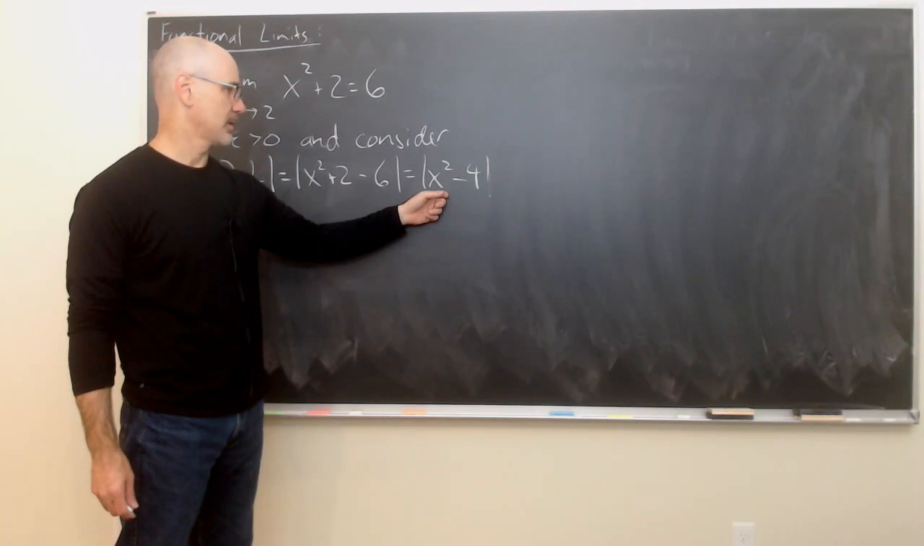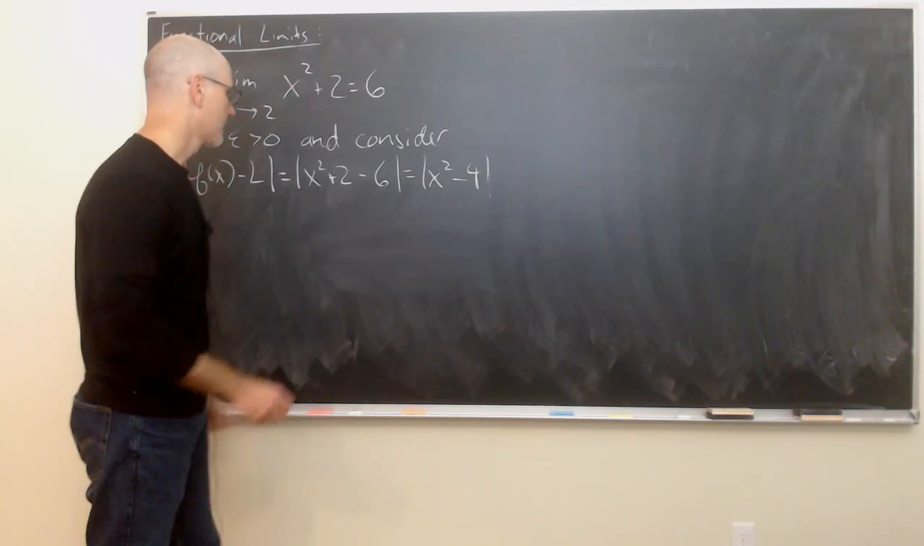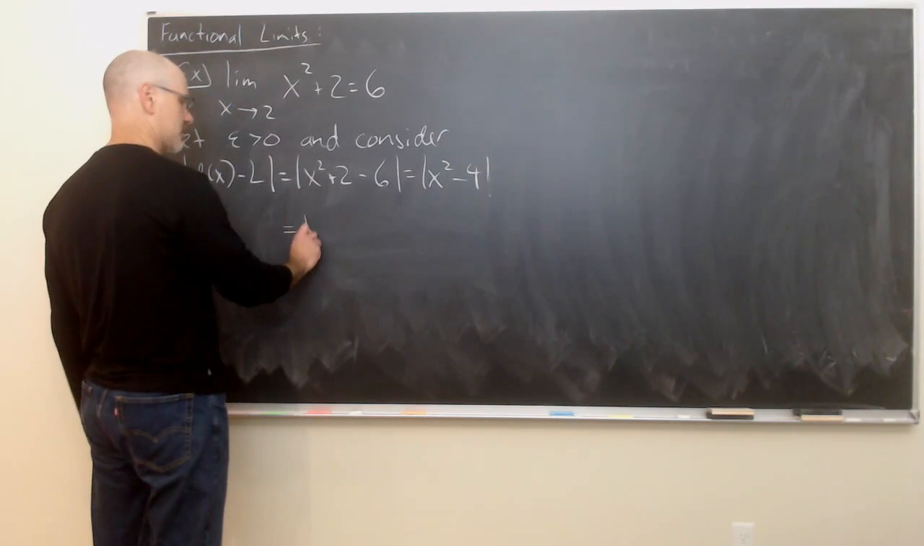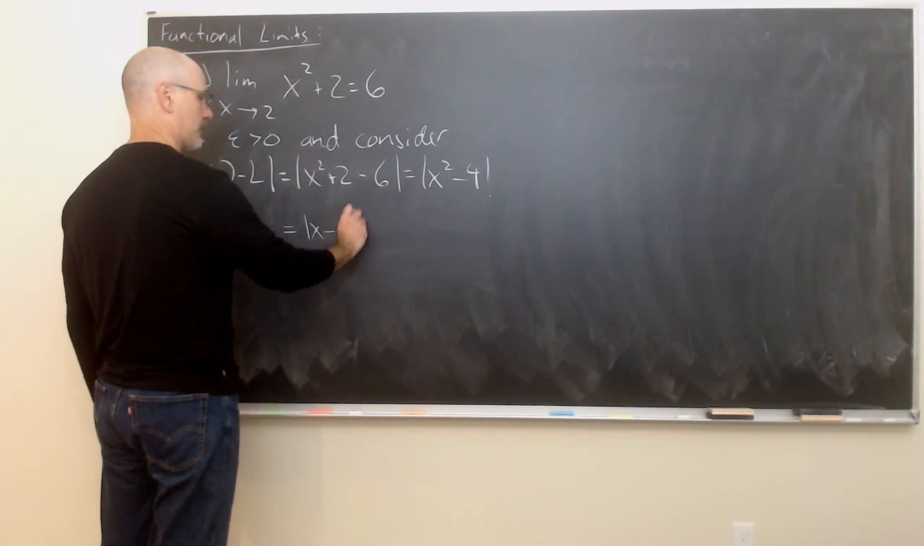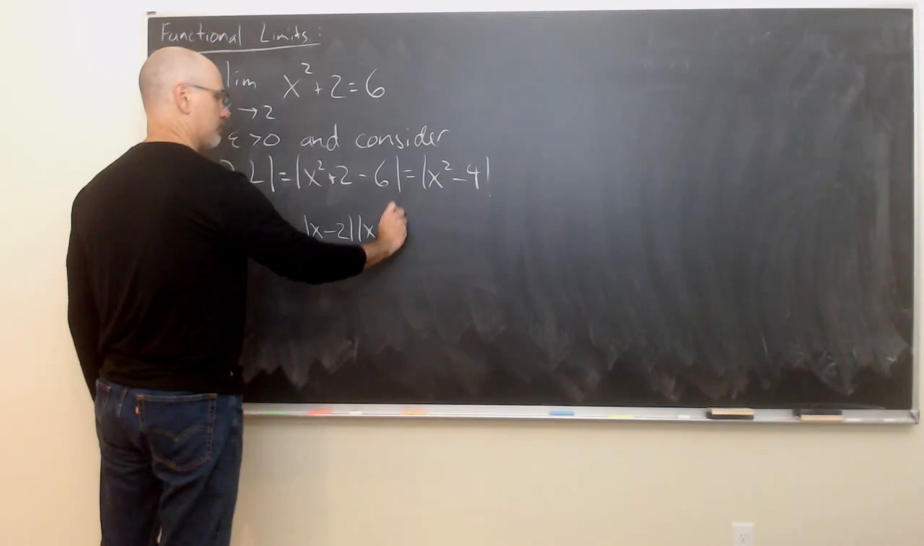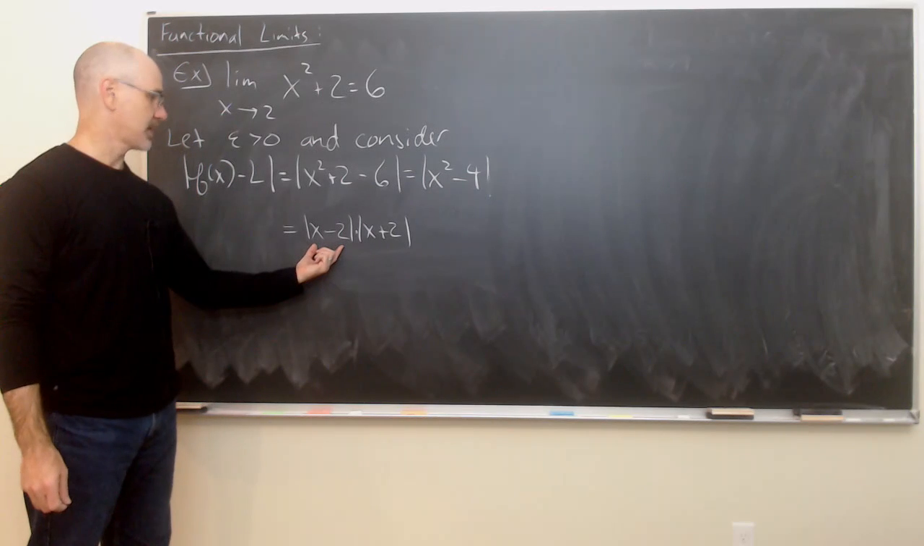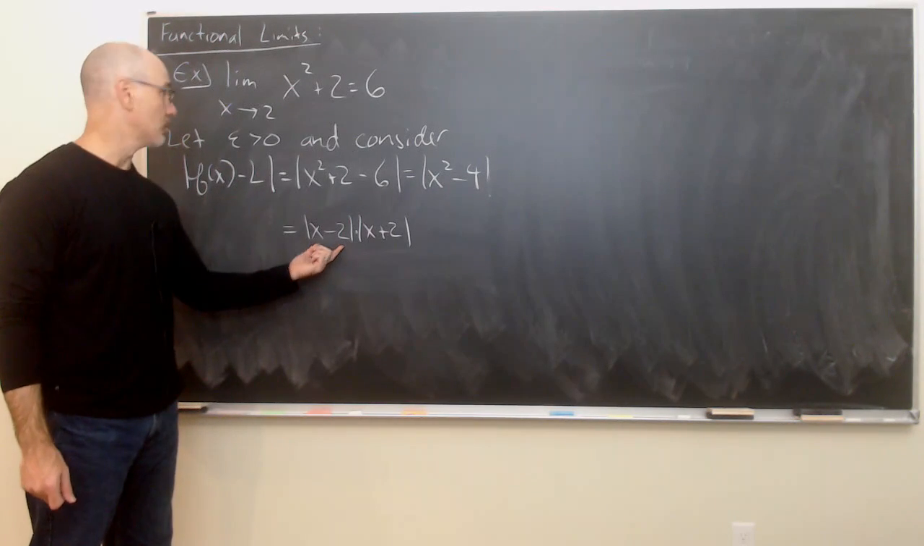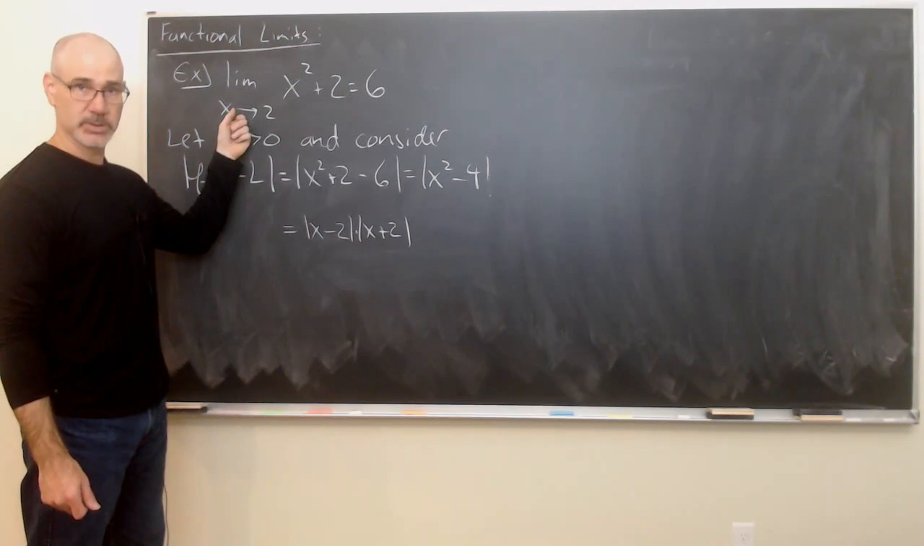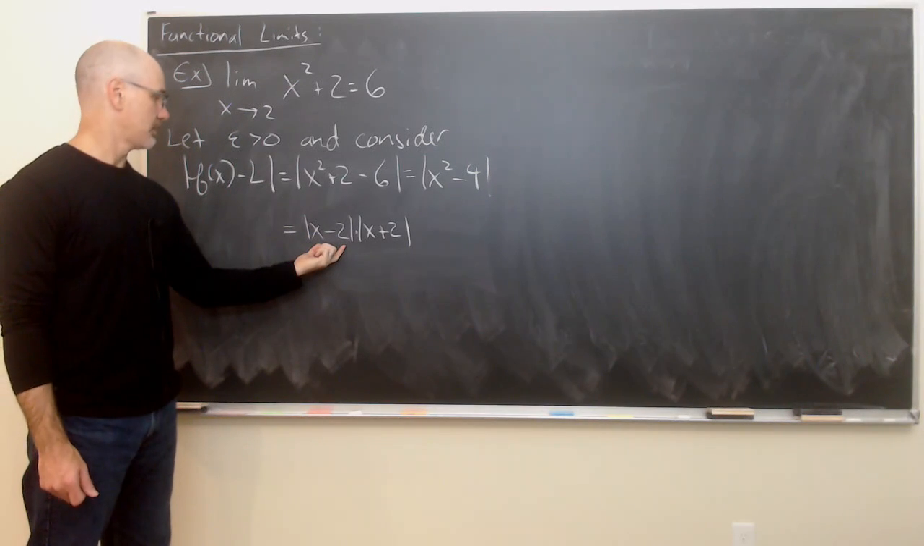So this is where a little bit of additional algebra comes in, but that's the difference of 2 squares, and so it factors. And now this is good news, right? The x minus 2 is the thing we control because x is approaching 2. So I can make this as small as we like.